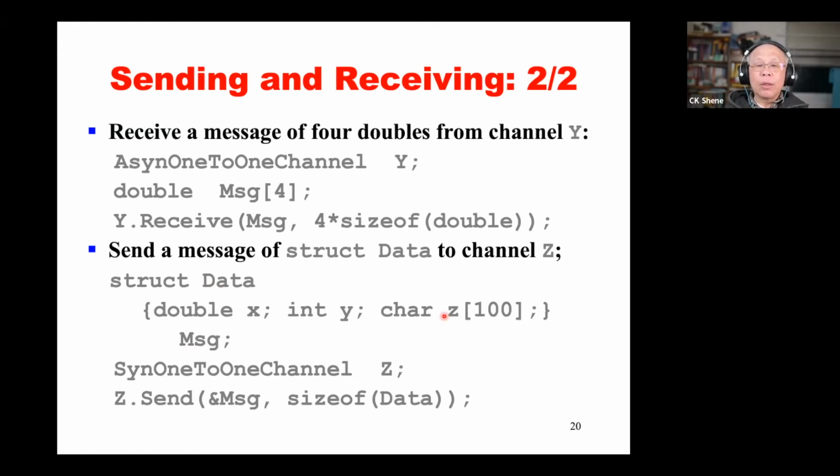So in this case, let's declare Z to be a synchronous one-to-one channel. We want to send this data structure to channel Z. So we take the pointer to MSG and we extract the size of this data structure. So this call means take the message stored here of this size to channel Z.